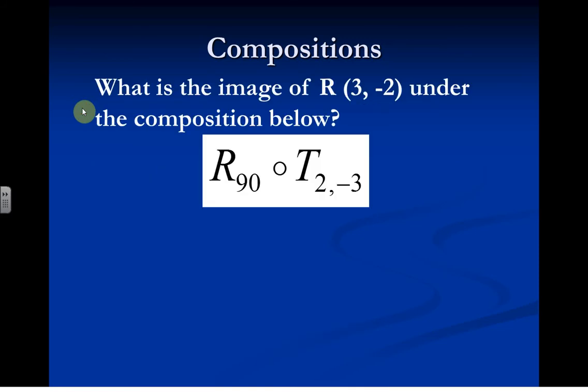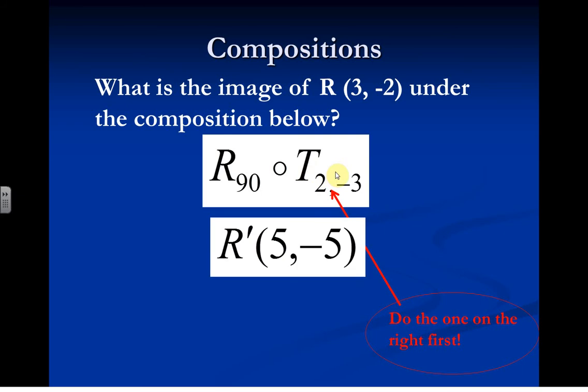What is the image of (3, -2) under the composition below? So they want us to perform both of these transformations. With a composition, you always do the one on the right first. Please do whatever you need to do to remember that. It's always the one on the right first. So this little circle here, in case you're wondering, that's the symbol for composition. It means you're doing them both together, and you're always doing the one on the right first.